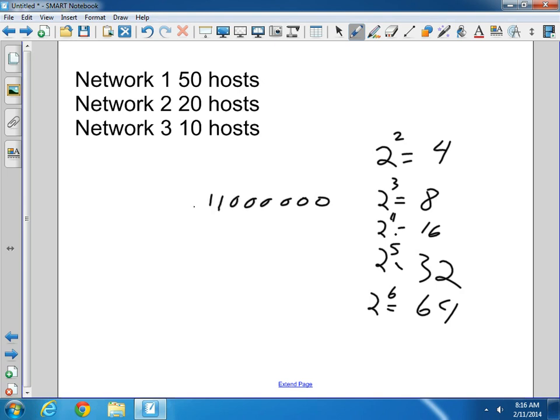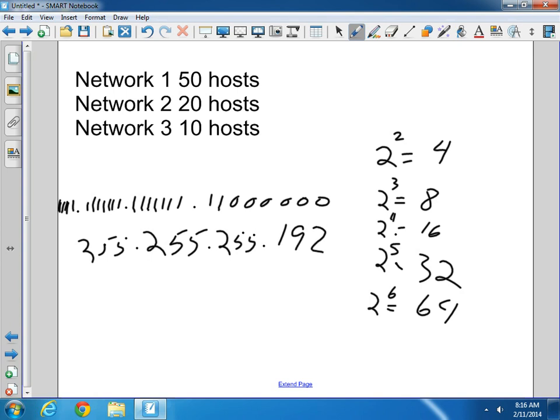1, 2, 3, 4, 5, 6, 7, 8. 1, 2, 3, 4, 5, 6, 7, 8. What is my new subnet mask? What are my increments? If I'm starting at 0, what number am I incrementing by? Because the 1s stopped at 64. So 0, and then 64, 128, 192.